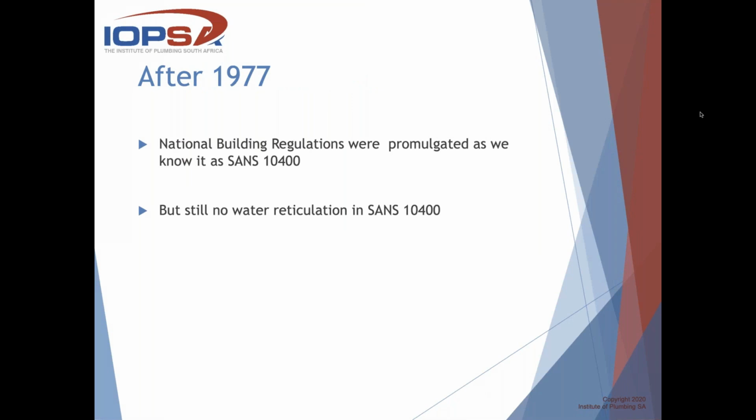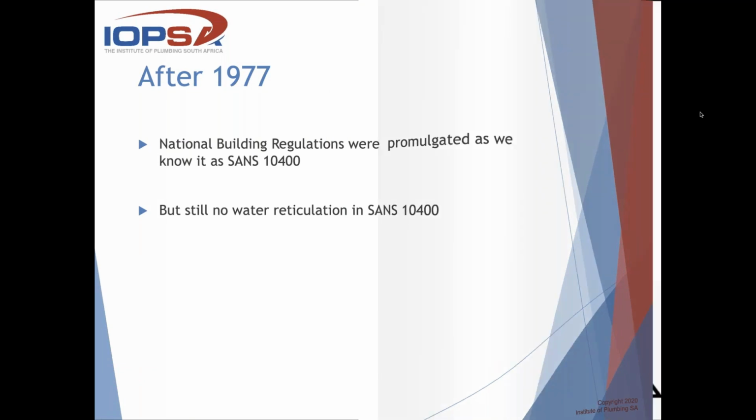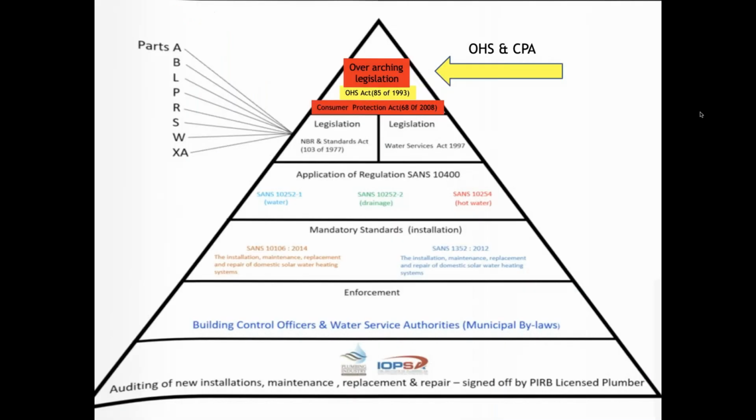So in this pyramid, and you'll find this on the IOPSA website as well, if you want to go back to it again, you'll find that right at the top we have the legislation where it starts, and right at the bottom, you'll see it's got auditing of new installations, maintenance, replacement, and repair, signed off by the licensed plumber. So there we have it from the top down to where you are.